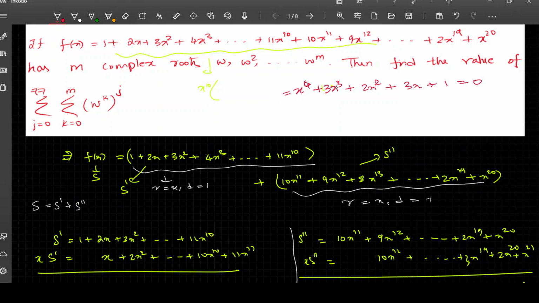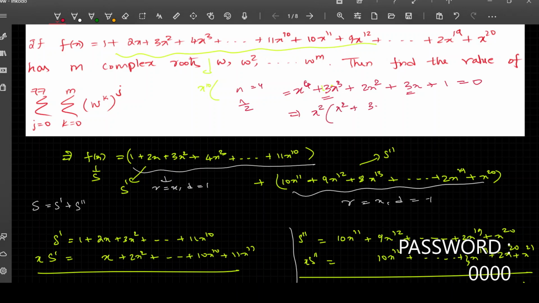Because the coefficient of x power 4 and the constant are the same, the coefficient of x cube is equal to the coefficient of x, and the coefficient of x square is just 2. It doesn't depend on the others. These types of equations are known as palindrome equations, and they can be easily solved just by taking the middle term. Like we have 4 here, the middle term would be x square. If I assume n to be 4, then that would be x power n divided by 2. So we can just take this to be common. We get x square plus 3x plus 2 plus 3 by x plus 1 by x square, fine, is equal to 0.